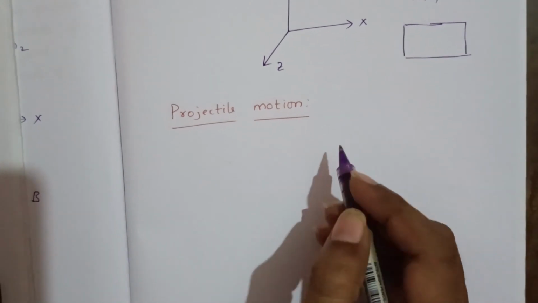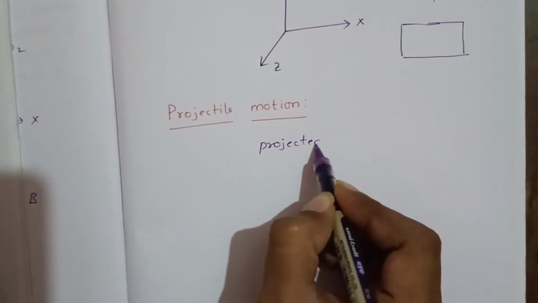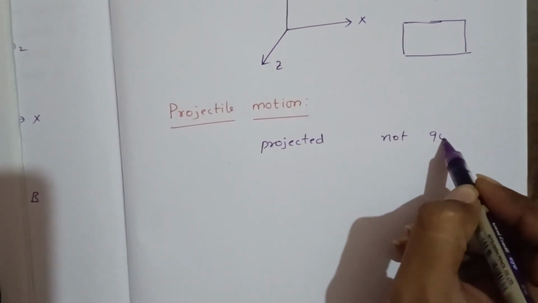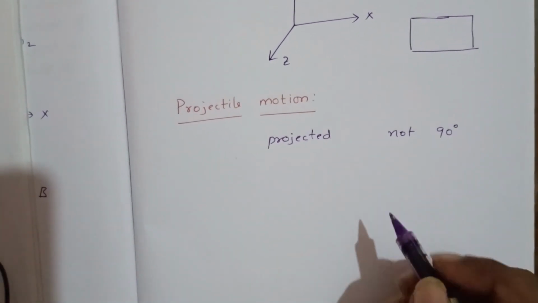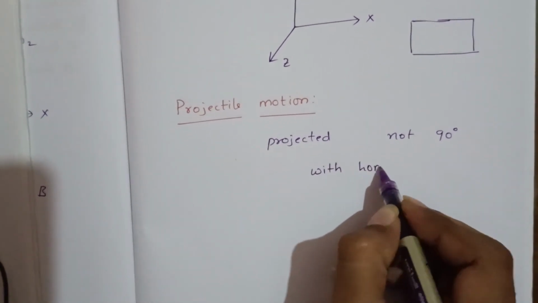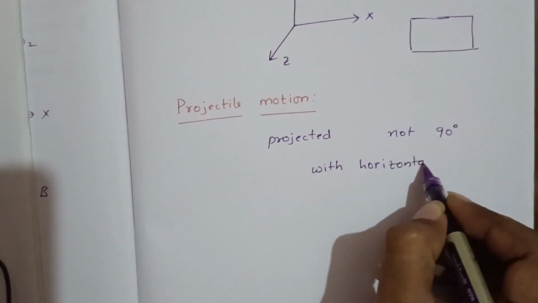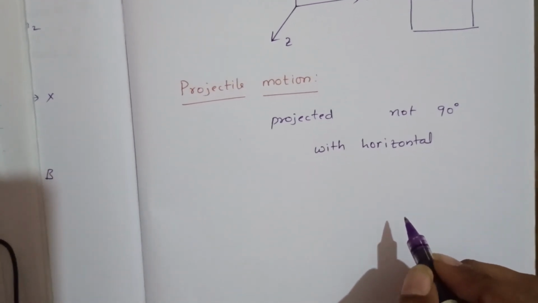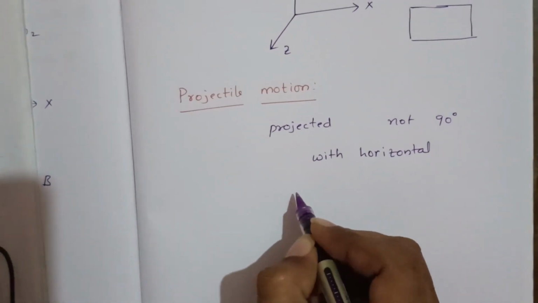Now projectile motion. If an object is projected at an angle other than 90 degrees with the horizontal, then that motion is known as projectile motion. The path taken by the projectile is a parabola.